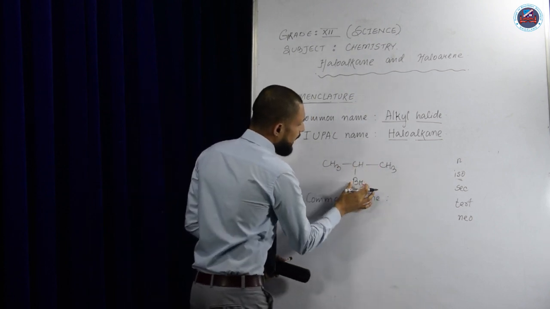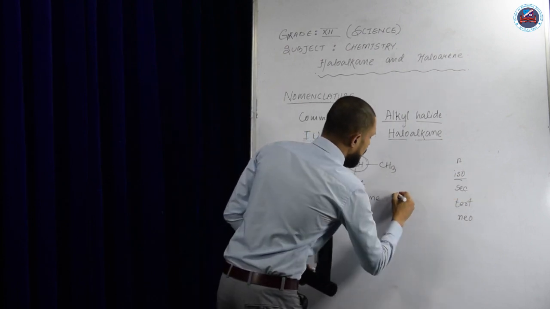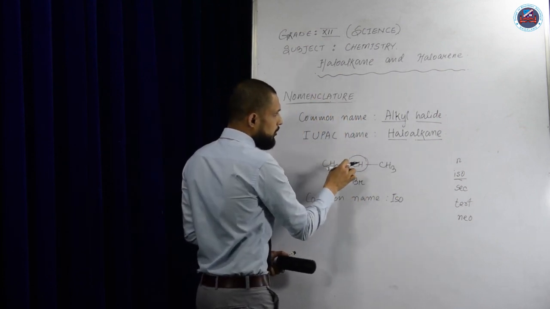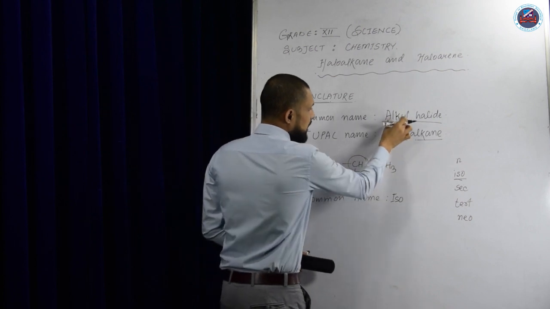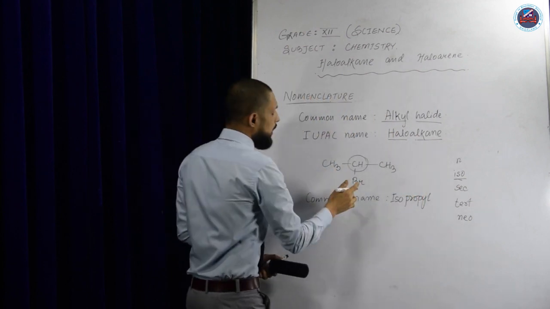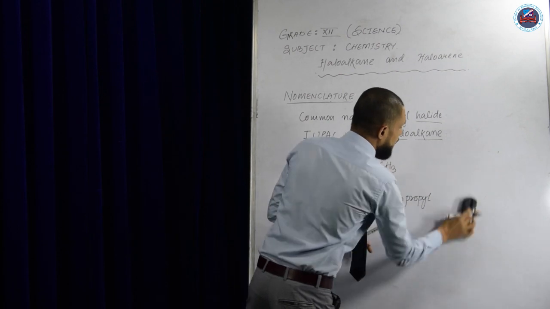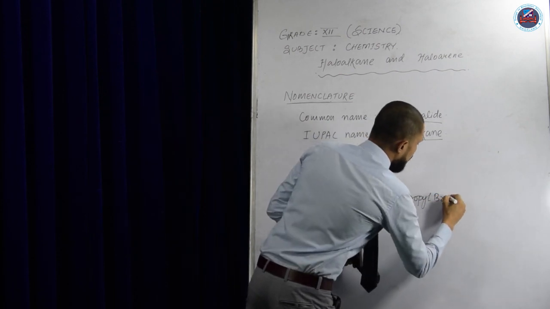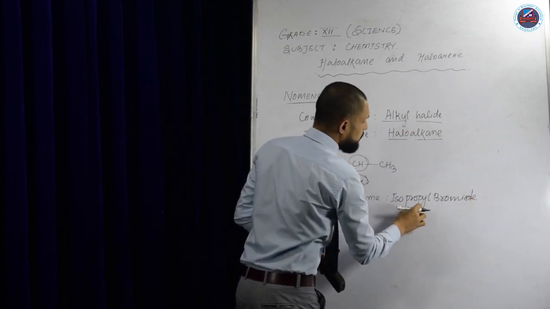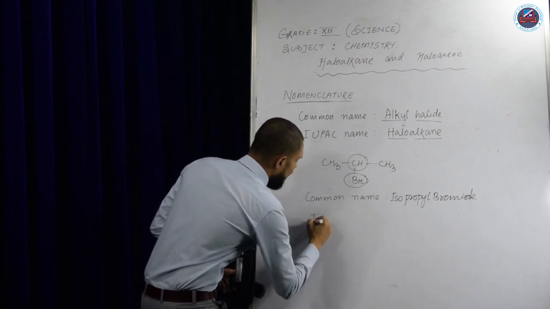You can see here the halogen atom is attached to the middle carbon, so we'll use iso. How many carbons do you have here? You can see 1, 2, 3. So what will be the alkyl name? Propyl. So isopropyl. And what is the halogen atom? Br. So the halide name will be bromide. So the common name for this compound is isopropyl bromide.